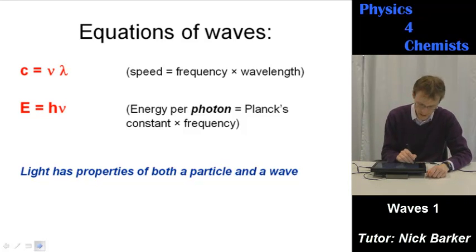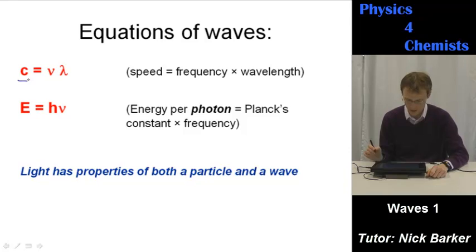Equations of waves. So the speed of light, c, equals nu lambda. The speed of an electromagnetic wave, using this terminology, is equal to the frequency times wavelength.